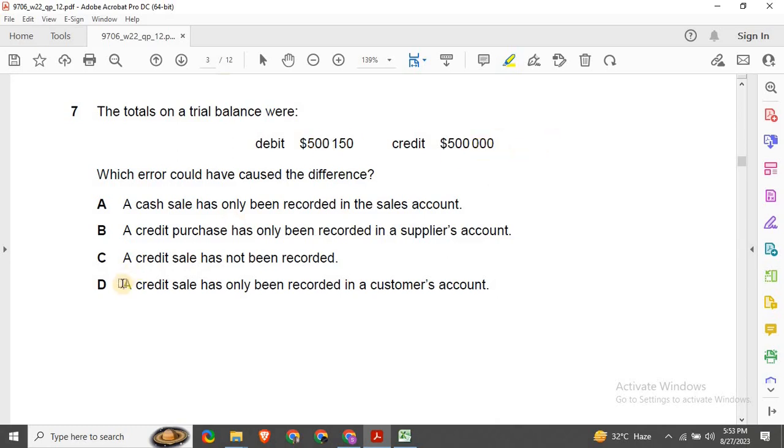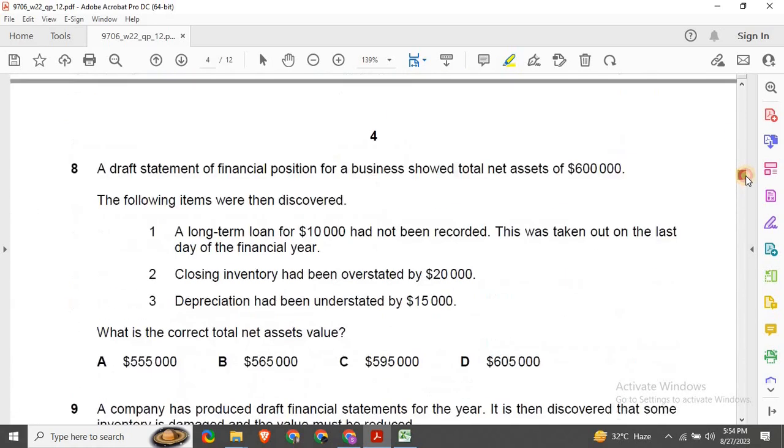And the last one is a credit sales has only been recorded in customer's account. So it is recorded only in customer's account when you sold goods on credit. Customer has a debit balance, so debit side is overstated. So most probably this is my correct option here. Number 7 is done. Next question.